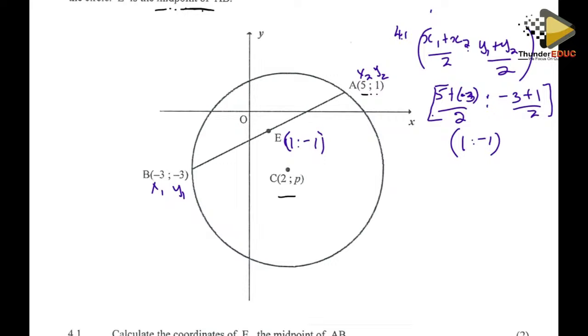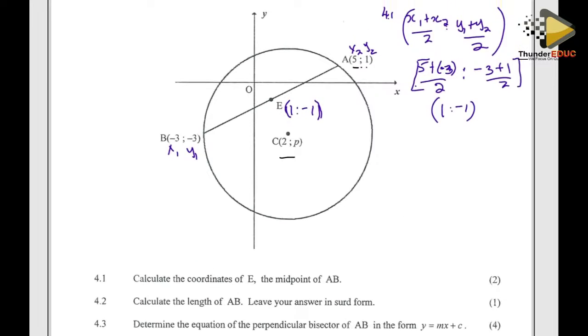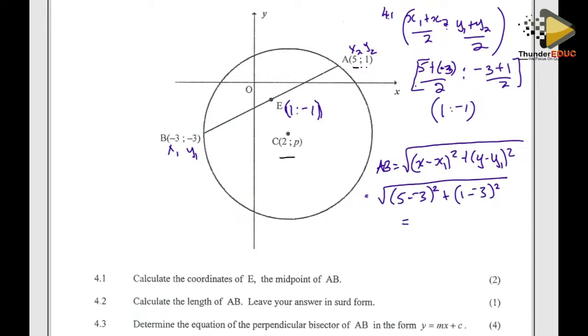All right. Then the next question, calculate the length of AB. So AB, the total distance of that chord. So we can use the distance formula, whereby our AB is going to be the square root of x minus x1 squared, and then y minus y1 squared, over 5 units.